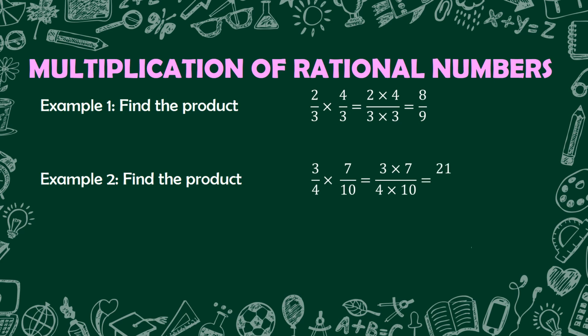3 times 7 is equal to 21 and 4 times 10 is equal to 40. 21 over 40 can no longer be simplified. That's why it is our final answer.